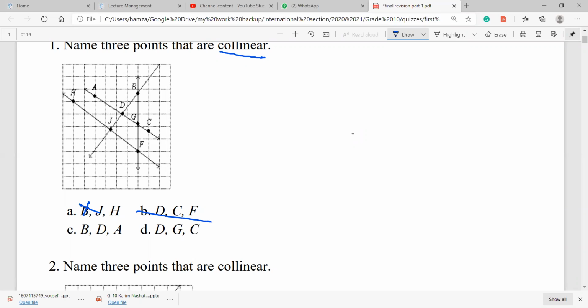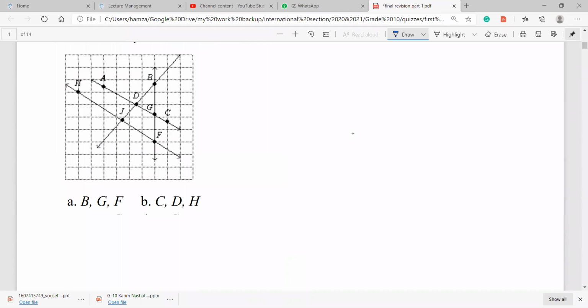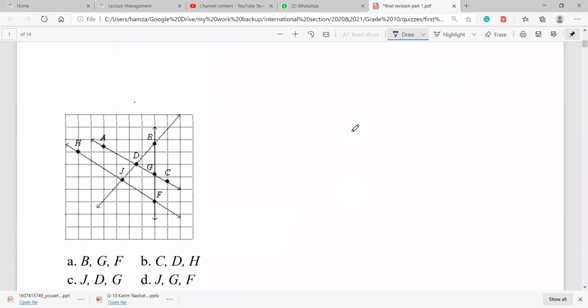B, D, and A, where is B? B, D, and A also are not. So the last one, you will find out that D, G, C are on the same line. D, G, C. They are in what? In the same line.